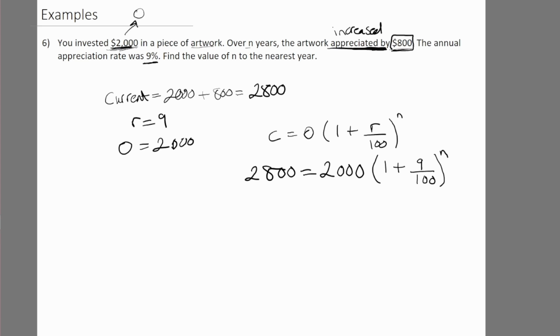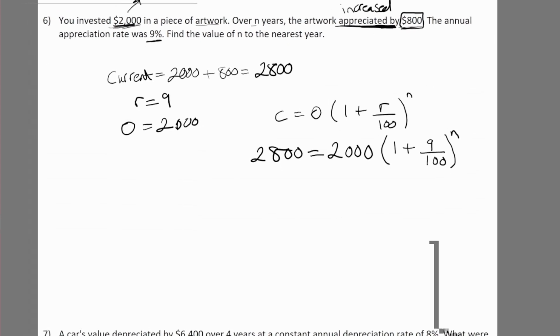So now we want to know how many years it took for the artwork to reach 2,800 or just exceed it. So again, the n is unknown right here. So what we're going to do is use trial and error to find n.